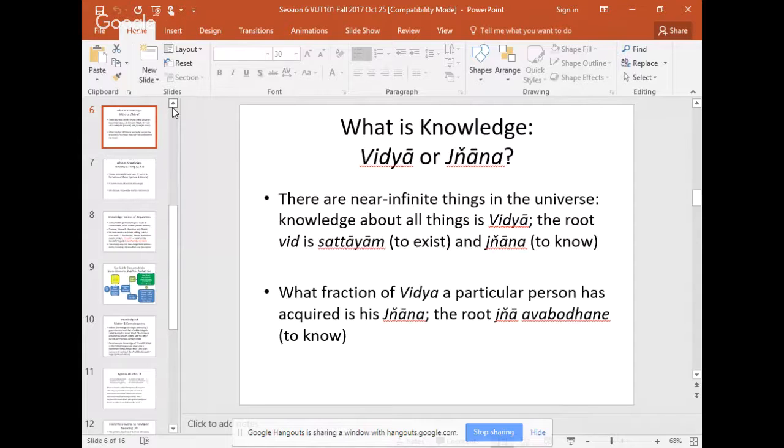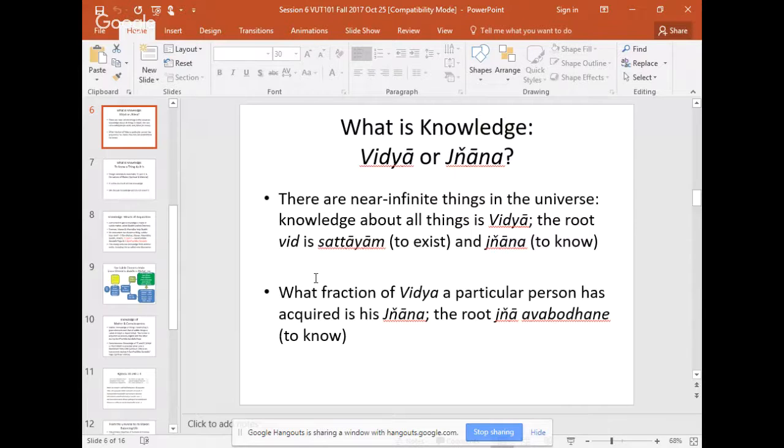So, Vidya: there are near infinite things in the universe. Knowledge about all things is Vidya. The term is made out of the root Vid. Vid is for two basic directions, Sattayam, which is for existence, and Jnana, to know. So the word Vidya means something exists and that is worth knowing. As far as human beings are concerned, we are interested in knowing everything that exists.